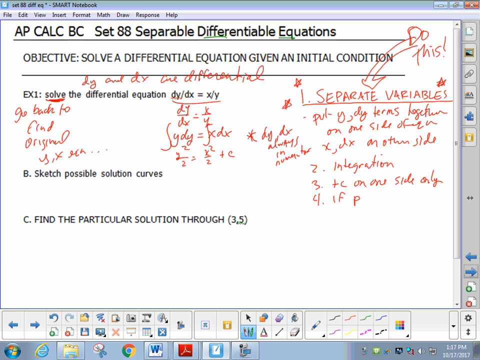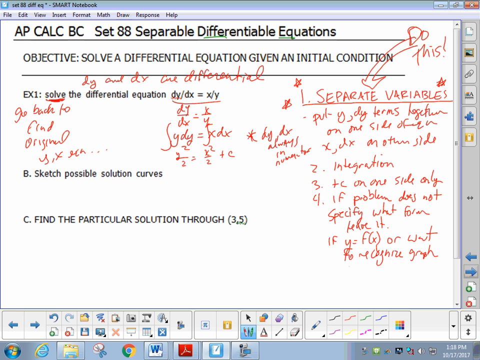If the problem does not say, I'm sorry I didn't write these notes in here for you. I was just right behind today. If the problem does not specify what form, you may leave it as it is, okay? I just solved the differential equation. I got a y-x equation. It's there. It's done. I answered the question. However, if they specify, if they say something like y equals f of x, or you want to recognize a graph, you might change it.